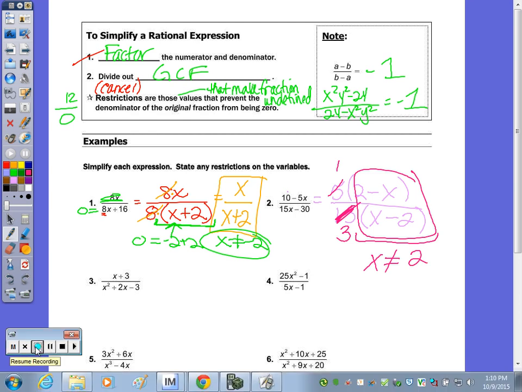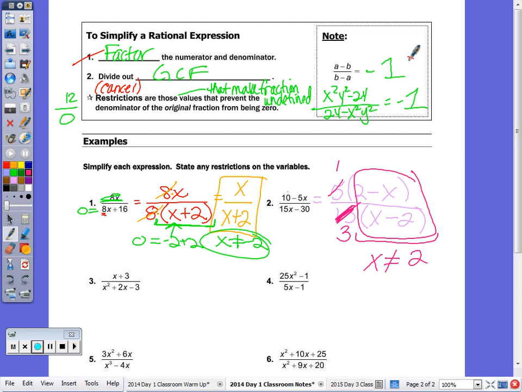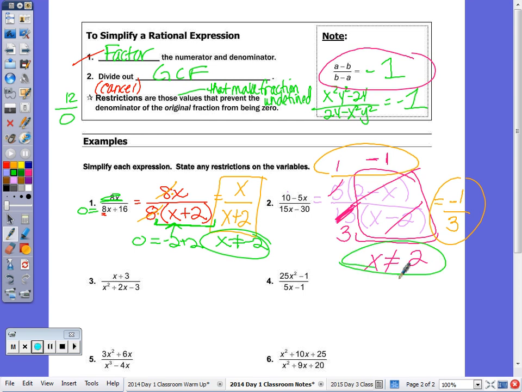So if I go back and I cancel these out, what is the same binomial in a different order with subtraction? When I divide, what do we get? Negative 1 from the top. When it's subtraction, the same terms but different order, it's negative 1. So that reduces, and you put the negative 1 up top. Now to multiply straight across, 1 times negative 1 is negative 1, and then 3 would be the answer. So negative 1/3, with the restriction, still keeping that circled in green, x not equal to 2.